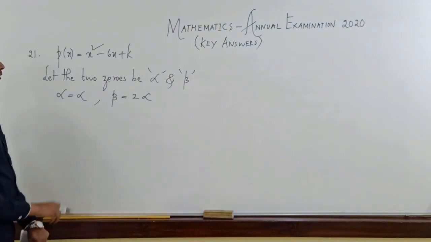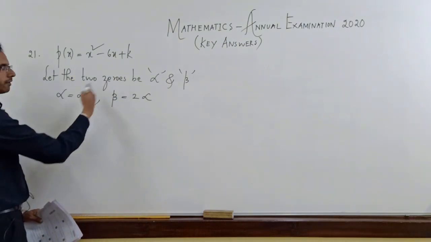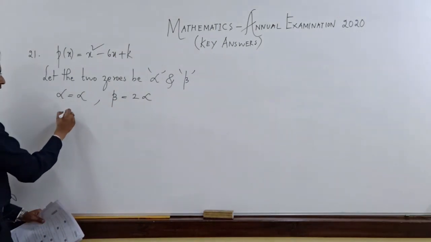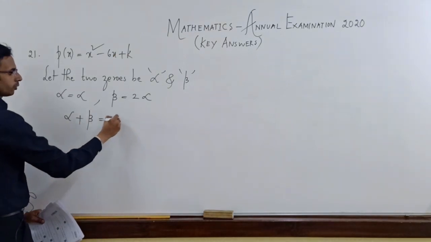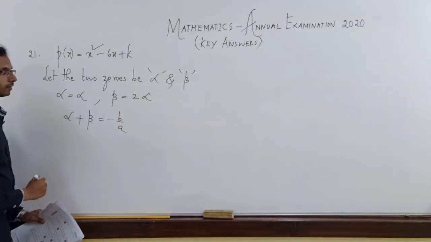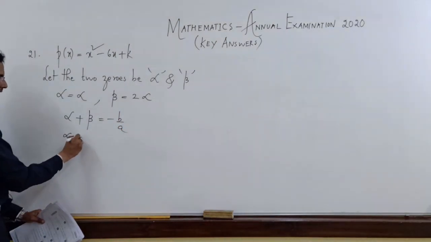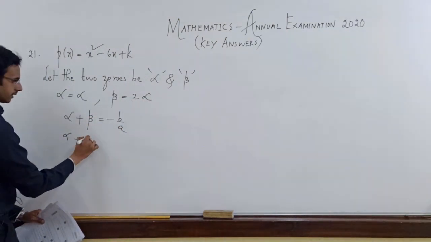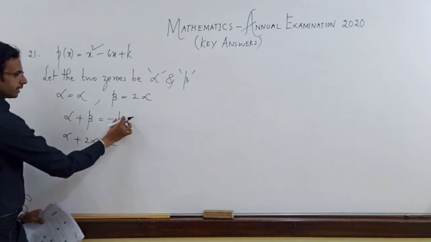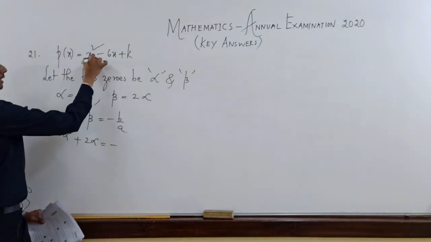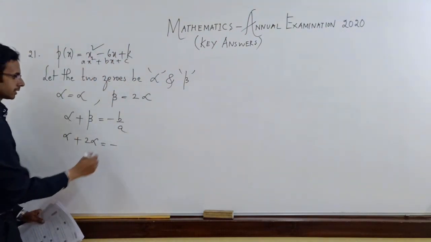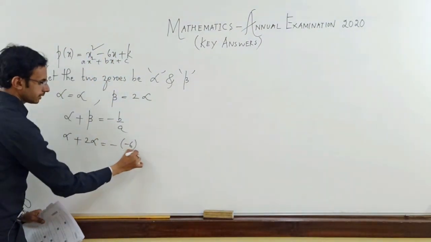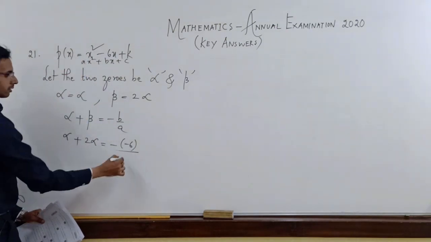So whenever they are asking problem on zeros and they have given alpha beta to you, what you should do is you should find sum of the roots. Alpha plus beta, we all know it is minus b by a. Alpha remains alpha, but whereas beta we have to write here 2 alpha, minus b value. When you compare this with standard form, ax square plus bx plus c, b is minus 6, so here b value will be minus 6, a is just 1.